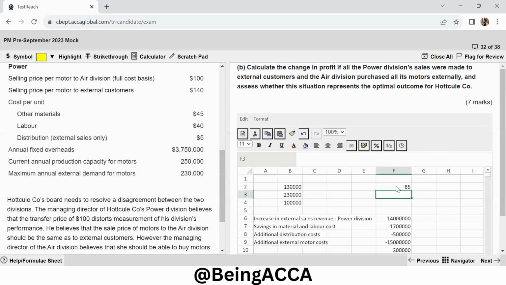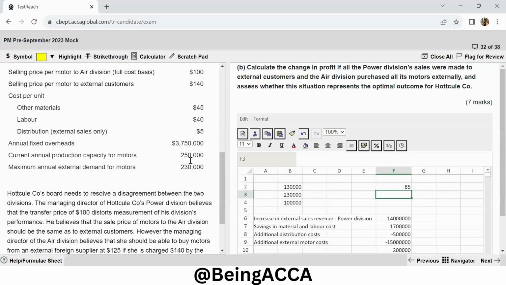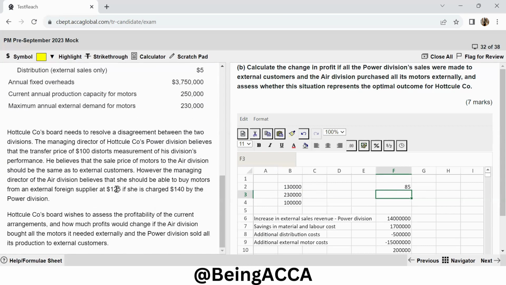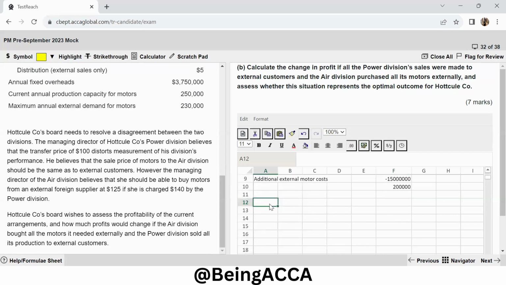This is 45 plus 40, which means that they have a variable cost of $85. And if they are selling these 20,000 units at a price that is lesser than 125, because 125 is something that they are getting externally, so if they charge a price above 85 and less than 125, this will be more beneficial for the company. Profits of both the divisions would increase, and Hottcule's overall profit will further increase. Now, how will this increase?